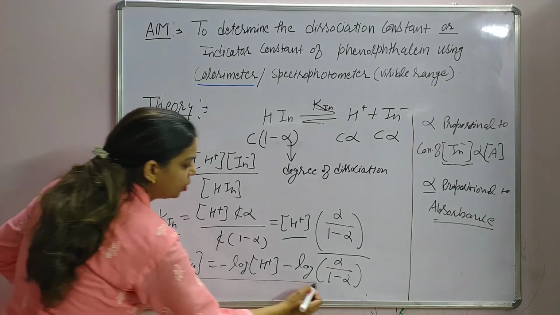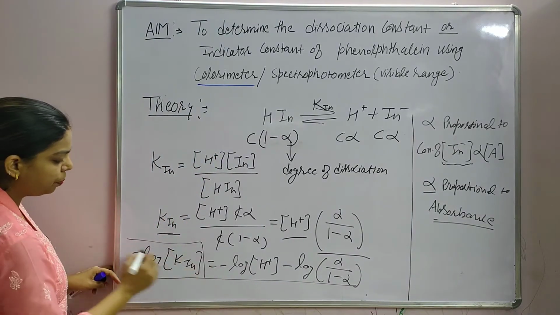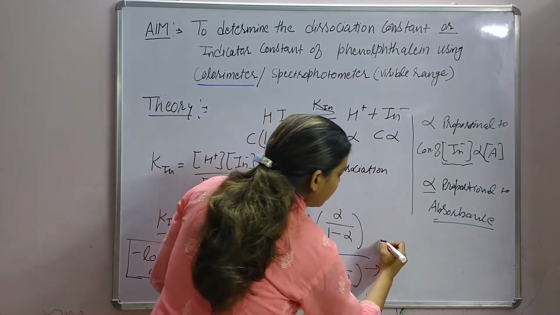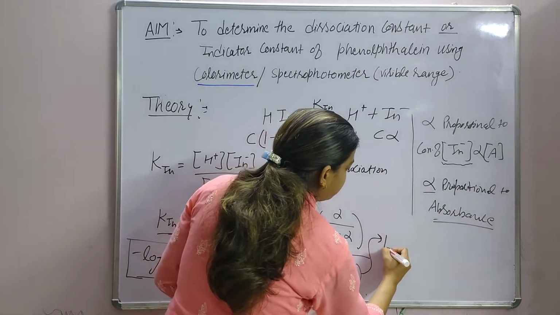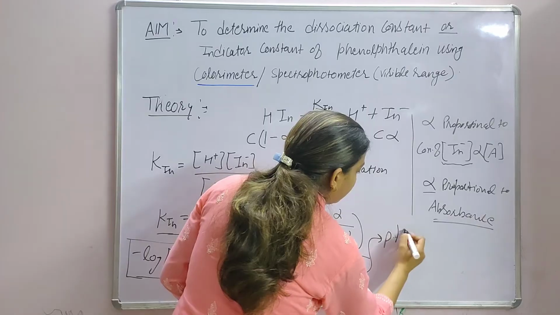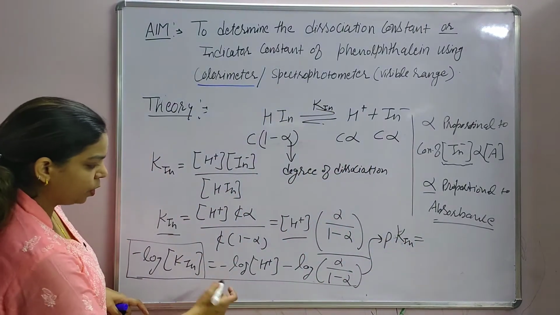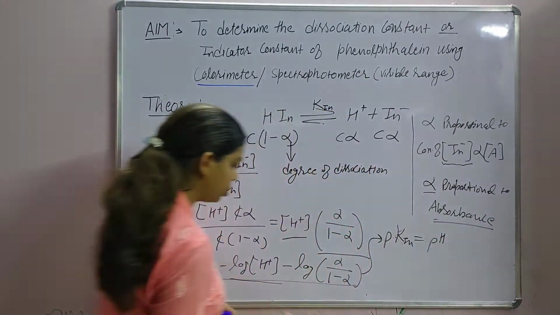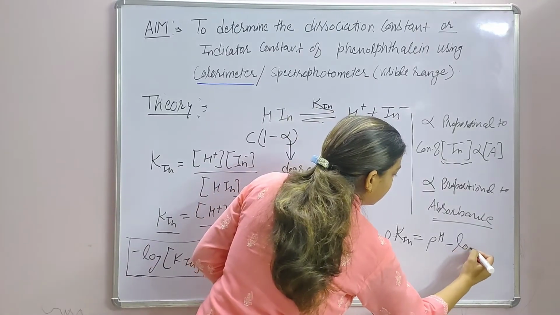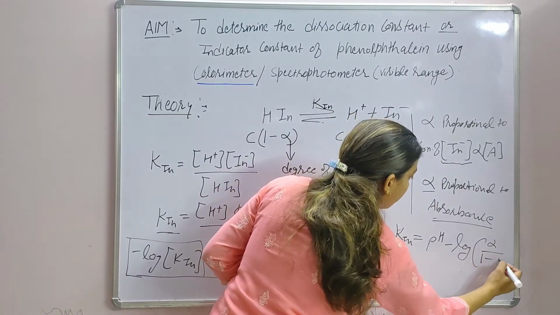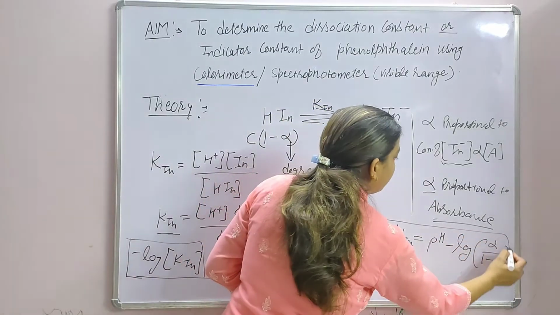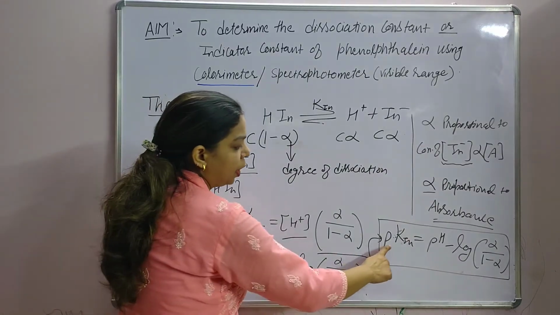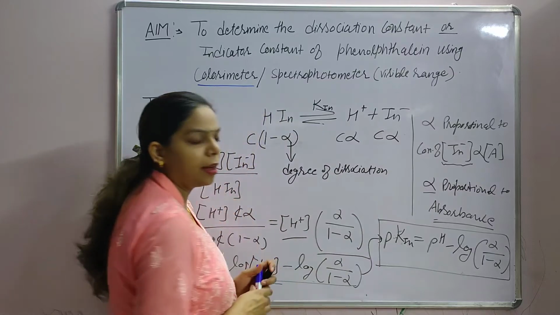So from this equation, this factor is known as pKin for the indicator. So we have this equation. This will lead to pKin of the indicator will be equal to pH of the solution minus log of alpha by 1 minus alpha. So this is the main equation we will be using to find out the indicator constant pKin value, and then take antilog and we can find out Kin value.